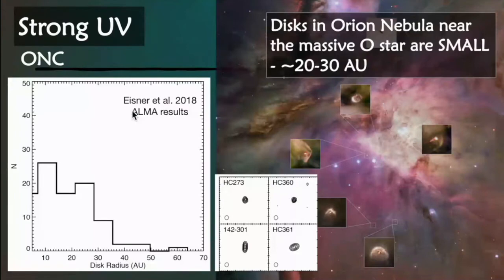And here I would like to show the Josh Eisner et al. ALMA result. And in this case, I only show the outer disk radius. Most of them seem to be about 20 to 30 AU, and a very small number of them are shown to have a large one. This ALMA region doesn't cover the entire ONC, only the Trapezium, the very central part actually.